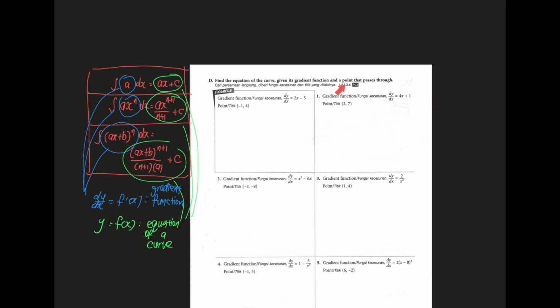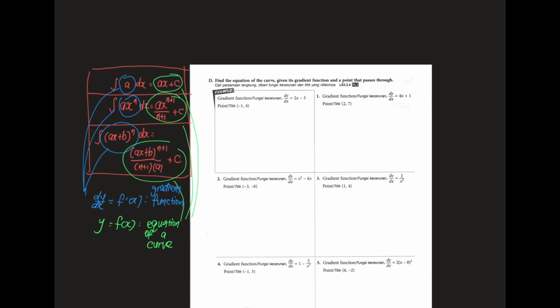Then they give you a point that passes through the curve. The reason why they give you this point is for us to find c. You know, when you do integration, c comes out. And if you want to know the value of c, you just need to substitute the x and y with the values given as a point here. So let's say an example.